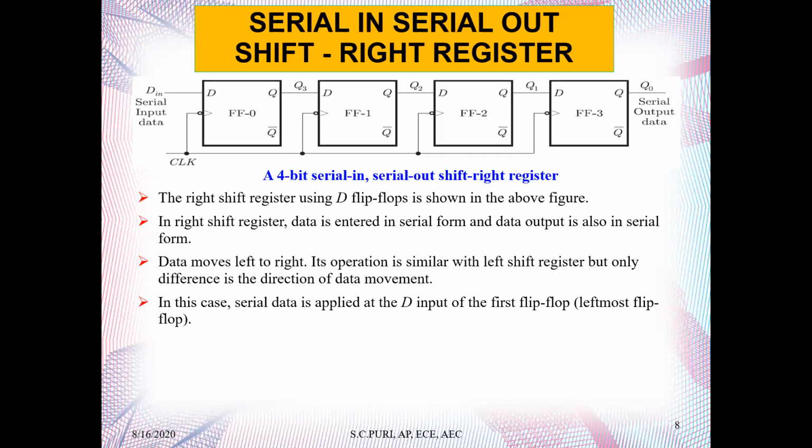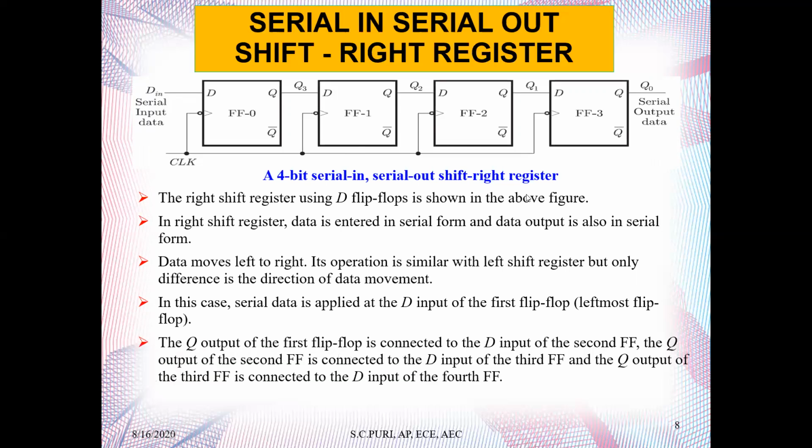In this case, serial data is applied at the D input of the first flip flop, which is the leftmost flip flop. As you can see here, this is the serial port. In the previous case, it was here. Because it was shift left, right now we are considering shift right operation. So naturally we are giving the input at this one, and it is moving towards right.